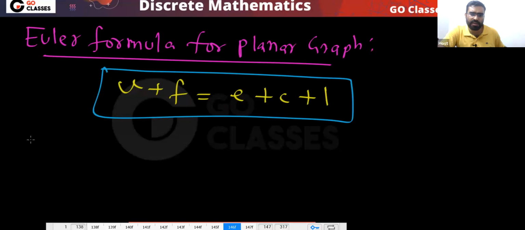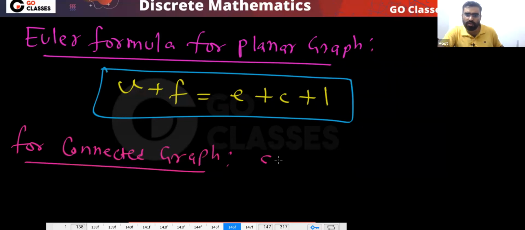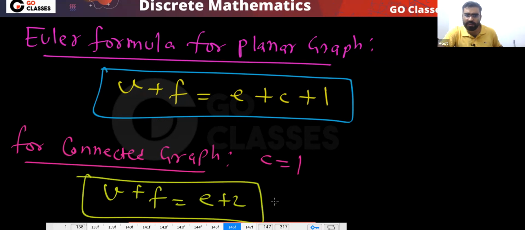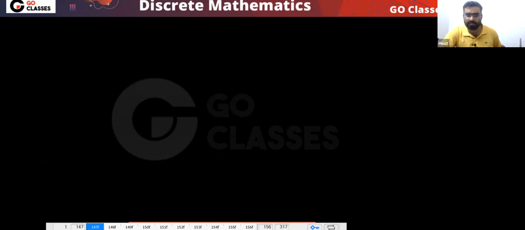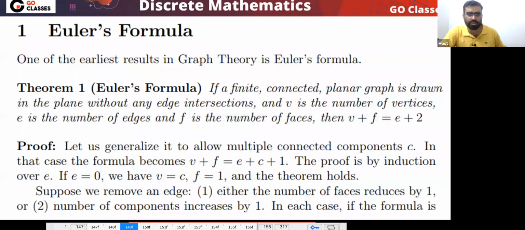Now tell me, for a connected graph what will happen? For a connected graph C will become 1. So V plus F is equal to E plus 2. For a connected graph this will happen. Okay, so this is the idea. So this is your Euler formula.